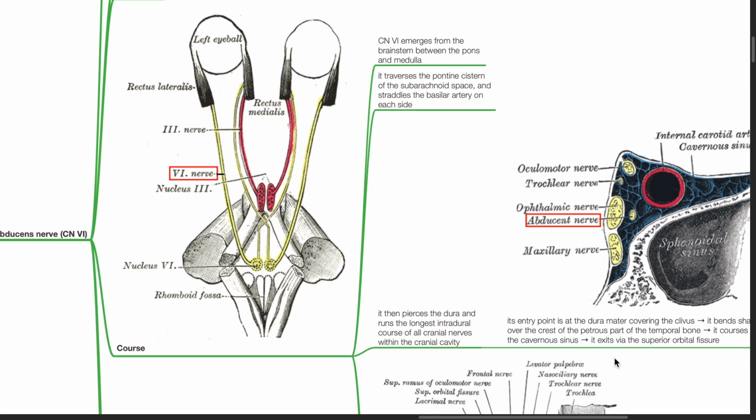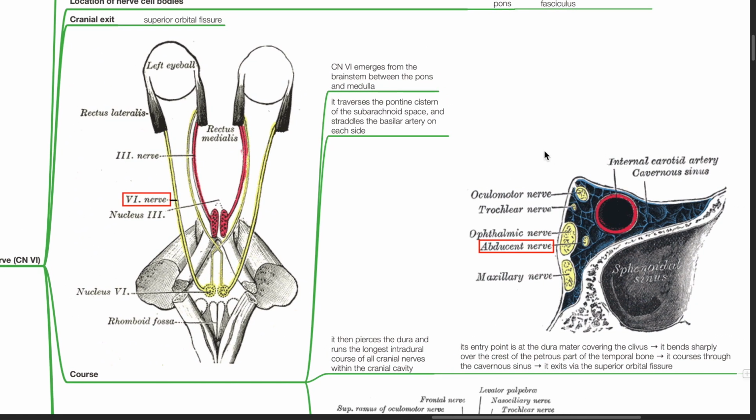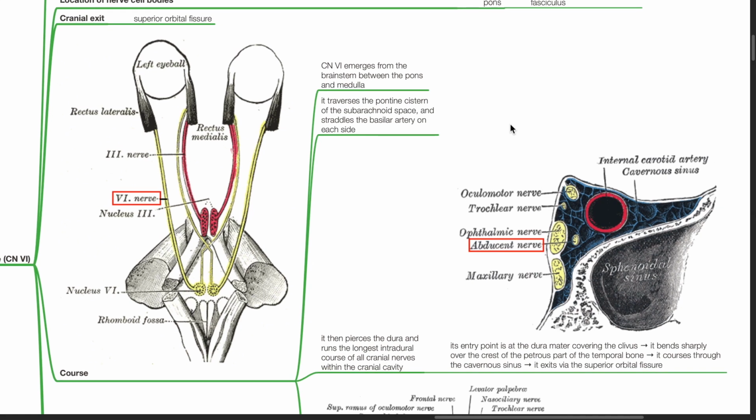Course: cranial nerve 6 emerges from the brainstem between the pons and medulla. It traverses the pontine cistern of the subarachnoid space and straddles the basilar artery on each side. It then pierces the dura and runs the longest intradural course of all cranial nerves within the cranial cavity. Its entry point is at the dura mater, covering the clivus.